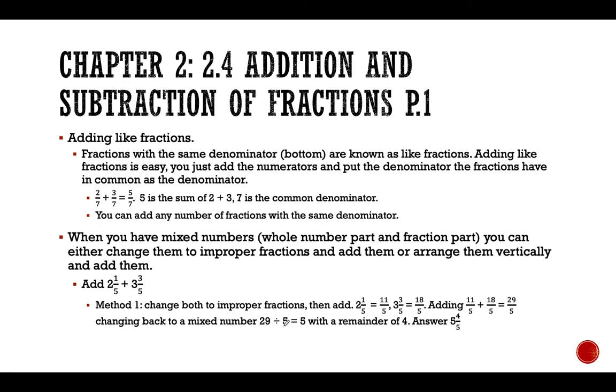When you have mixed numbers, the whole part and the fraction part, you can either change them to improper fractions and add them, or arrange them vertically and add them. So let's start with the first way. Add 2 1/5 plus 3 3/5.